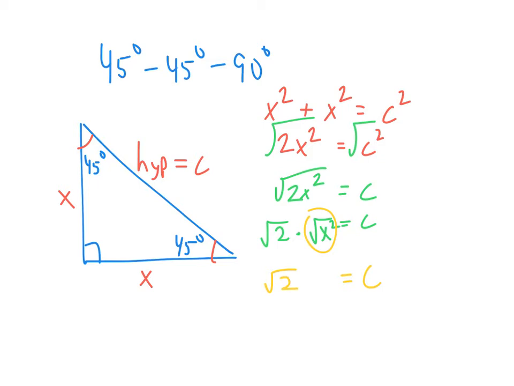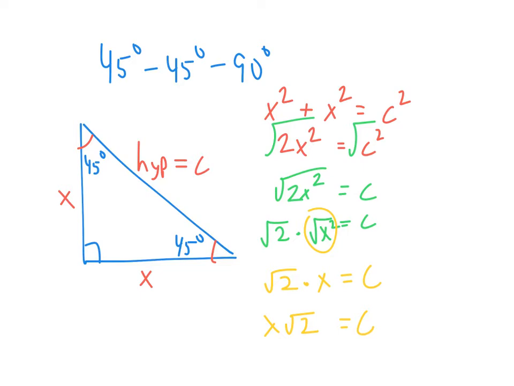Now the square root of 2 we can't really do anything with. It's not a perfect square. It cannot be broken down. So it's really just the hypotenuse is going to be whatever x was times the square root of 2. Now we usually write it as x root 2. We put the x first. We don't want to get confused.